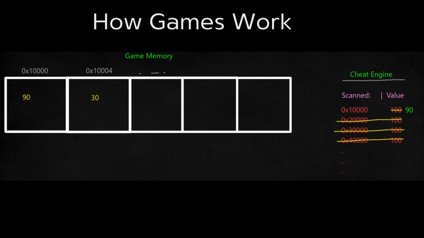So to find the correct one, we take damage. Now our health is at 90 and we tell Cheat Engine to search for 90. Cheat Engine will search from the list that it has scanned that held 100 to see which one now changed to 90, and we can see that just 0x10,000 holds 90. Now we have the memory address that holds our health value. From here we could change it. So now let's see how it looks in practice.